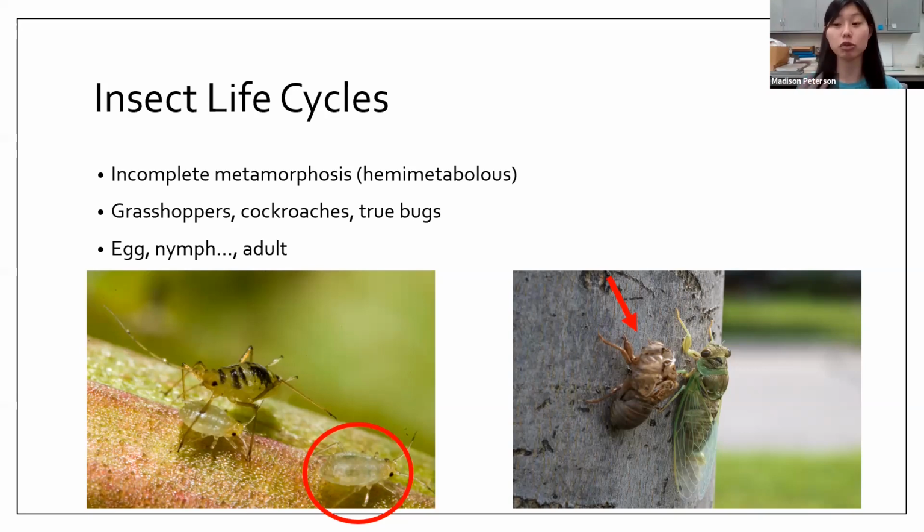So if an insect is going to be gaining wings as an adult, it will usually gain those full wings after it molts, while it molts to an adult. And so on the left here, these are aphids, and you can see that the aphid nymph looks a lot like the adult. It's just sort of a smaller version of it.